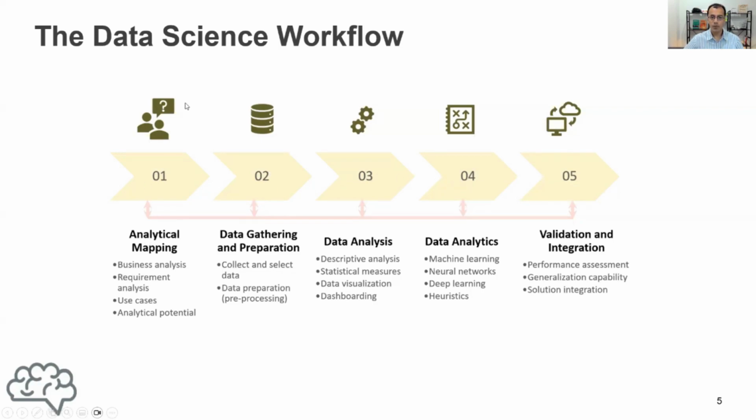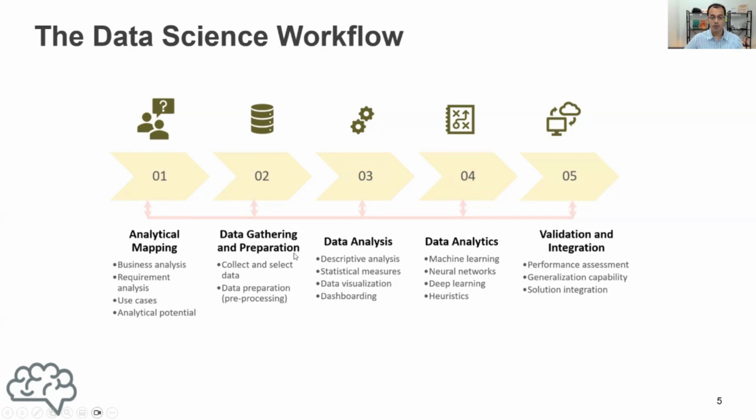The first step in the workflow is the analytical mapping. This is the moment when we go deep into the business problem so that we try to understand what the business is about, how its performance is measured, and also what are the requirements for the solution that we are going to devise, some use cases, and it's very important to understand how we can apply any data science or any descriptive data analysis to the data available.